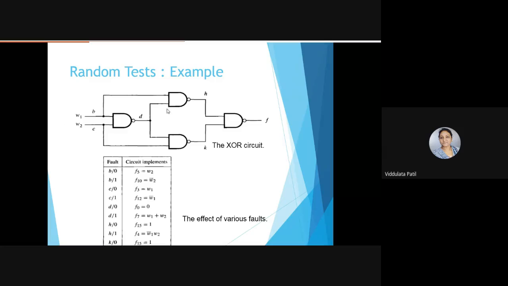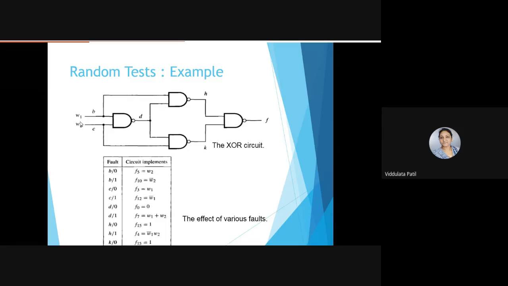Now W1 is connected to this NAND gate, so it is 0. That means the output will be equal to 1. Similarly, K will be equal to 1. Now, as both the input terminals of this NAND gate are at logic level 1, that means the output will be equal to 0. Okay. Now, if there is an input that is 0 1.